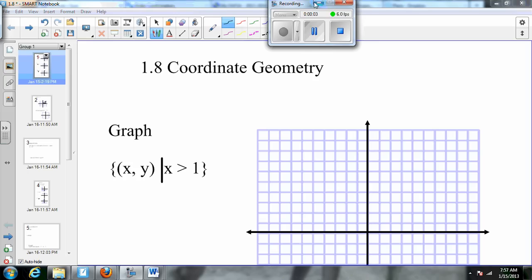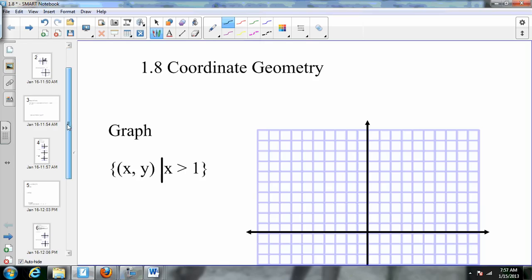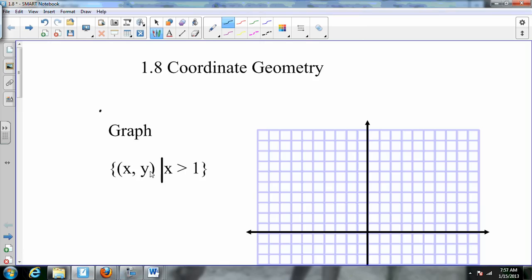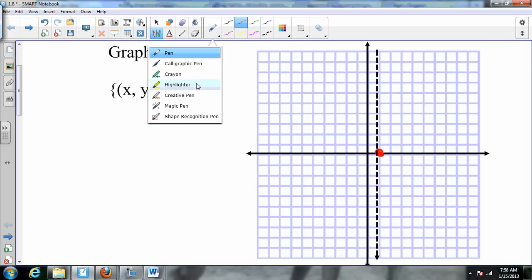1.8 coordinate geometry. So we're going to start with some basic graphing. We have in the xy plane, x is greater than 1. So this is graphing an inequality of two variables, but just with x. So we go to where x is 1, we put our point. We want where all x values are greater than 1, so we put a dashed vertical line through it. And greater than is to the right, so we shade to the right.